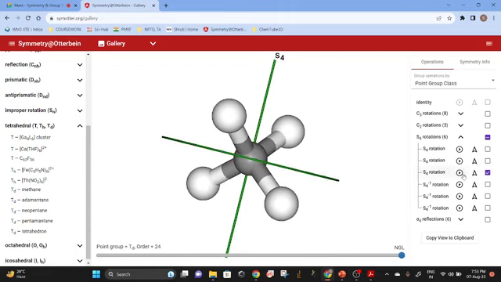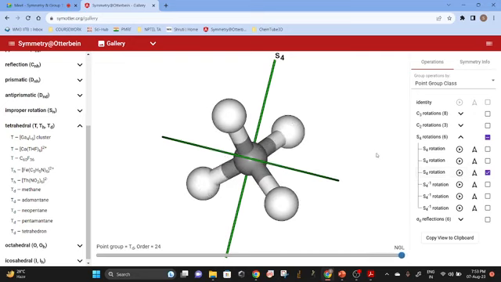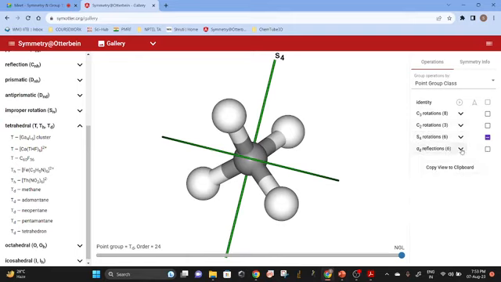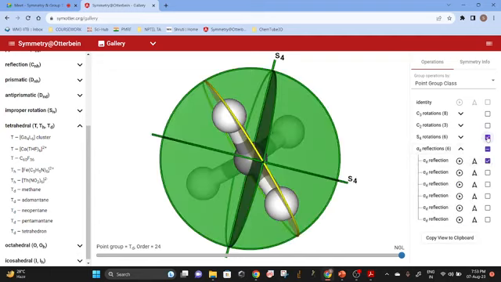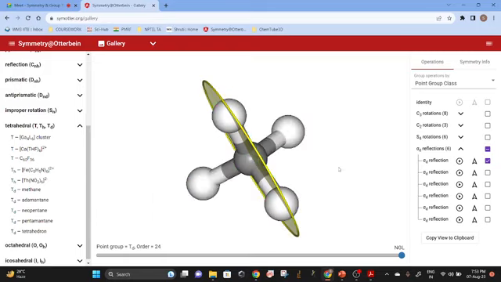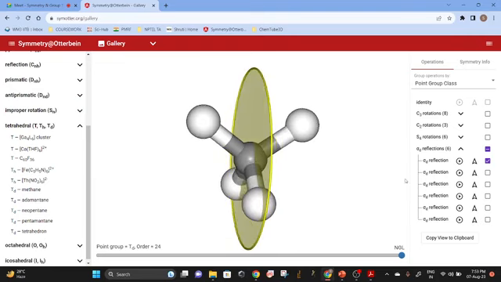-90 degree and then, okay, so we have C3, C2, S4. There is no S6, and the last is sigma D. Sigma D's are passing through two pairs of CH bond, so containing two bonds and reflecting the other two.